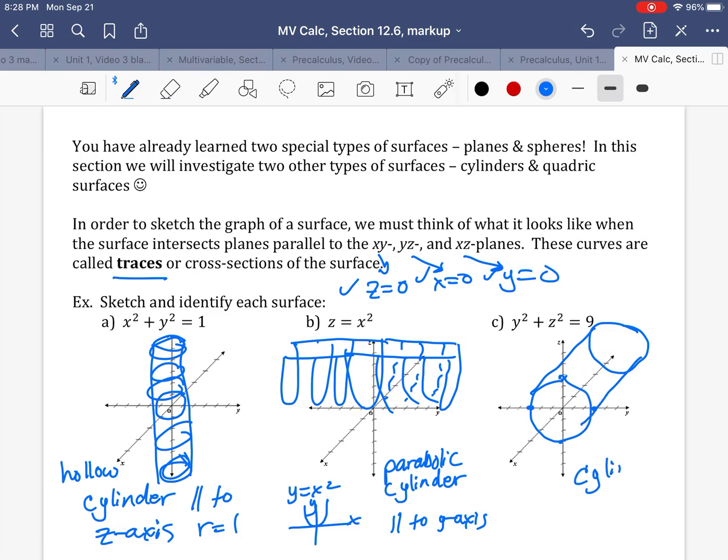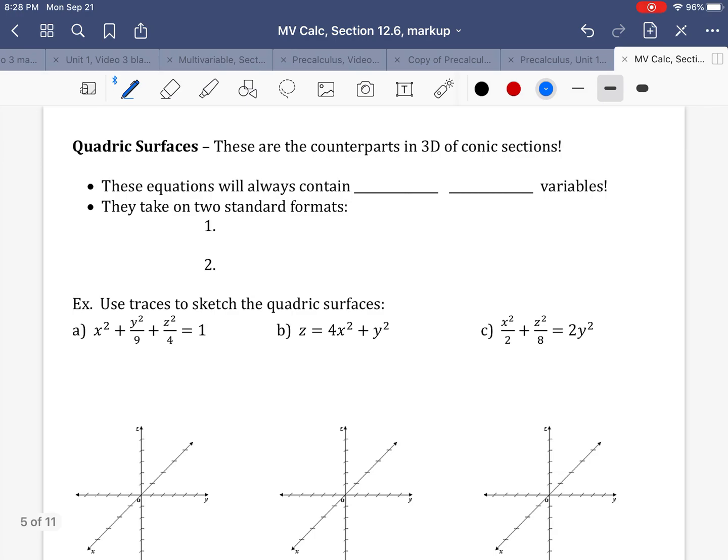All right, so a cylinder parallel to the x-axis, in this case along the x-axis, radius of 3, and it's hollow. So again, we've already done some of those. Okay, here we go with the fancier ones, to see how to draw these and to know what they are.